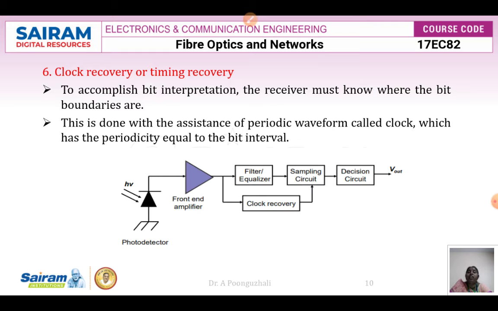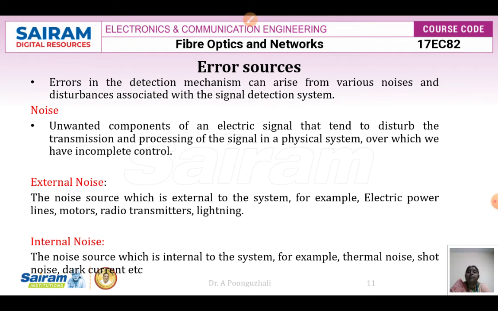So next is clock recovery or timing recovery. To accomplish this bit interpretation, the receiver must know where the bit boundaries are. That is done with the assistance of a periodic waveform called the clock signal, which has a periodicity equivalent to that of the bit interval. So at every clock signal, the signal will be sampled and the decision will be taken there.